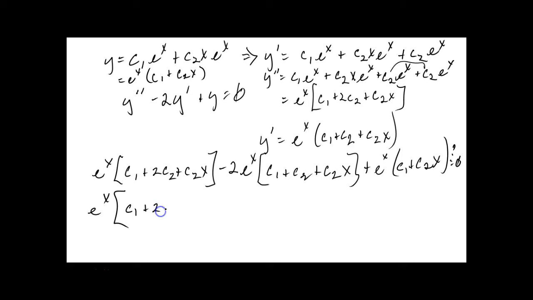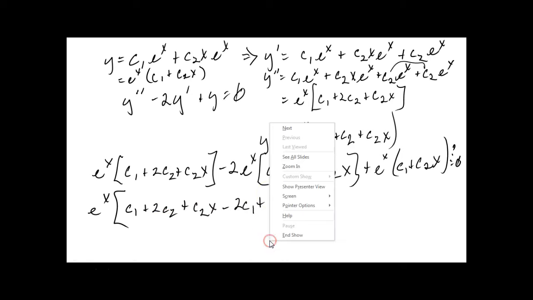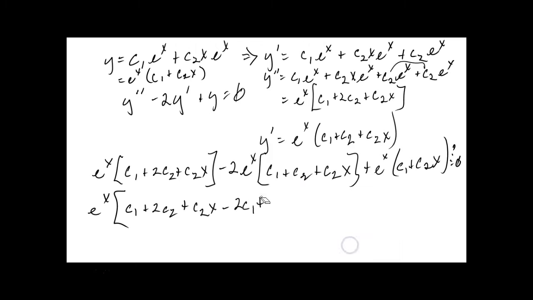C1 plus 2C2 plus C2x minus 2C1 plus, no, minus, yuck, I hate that, I hate this. I have to go through all this to do that.